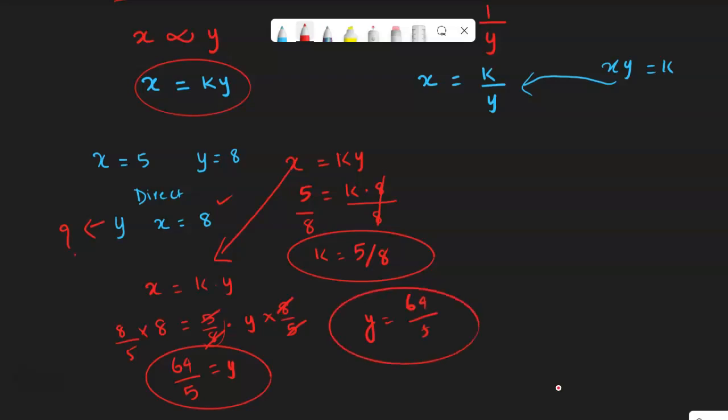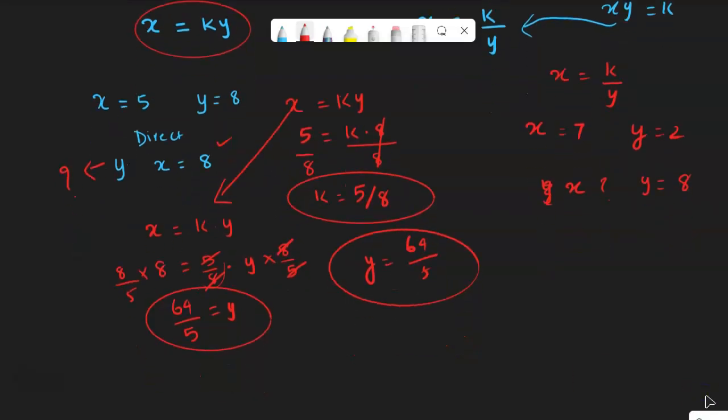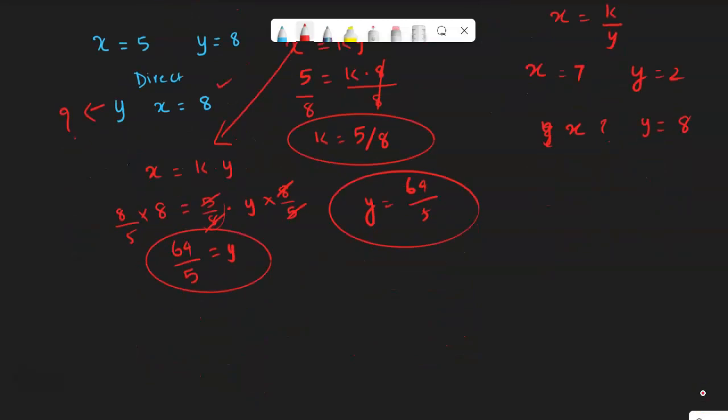Exactly the same thing you can do for indirect variation. If it is an indirect variation, x is equal to k over y. Keep this in mind. x is equal to 7 when y is equal to 2. Find x when y is equal to 8. We can solve this problem using the same procedure.